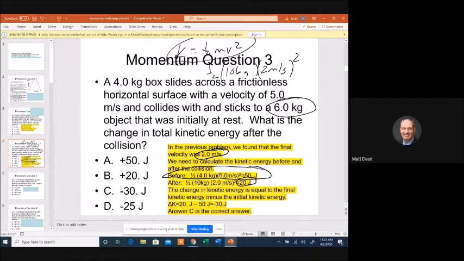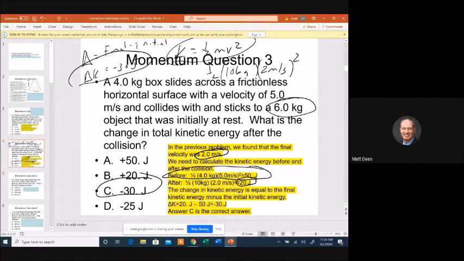We're looking for the change in kinetic energy. Change in anything is going to be final minus initial. So our final kinetic energy was 20. Our initial kinetic energy was 50. So 20 minus 50, we get a change in kinetic energy of negative 30 joules. So answer C was correct here.